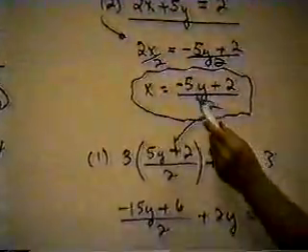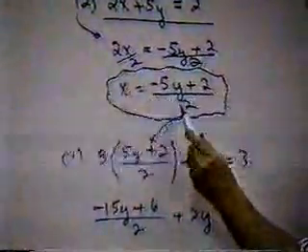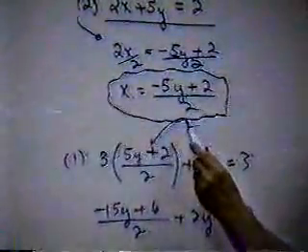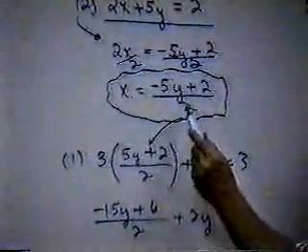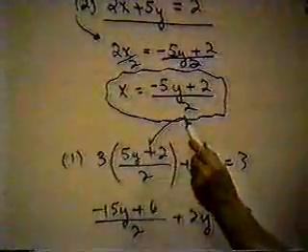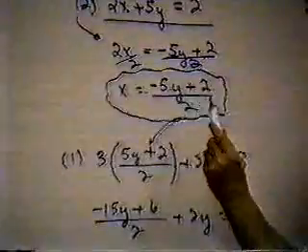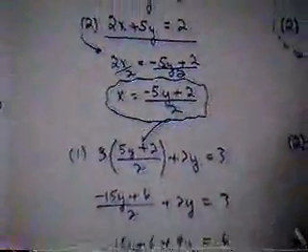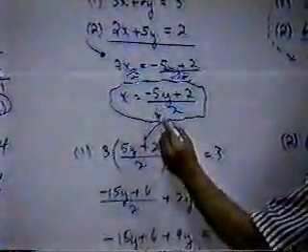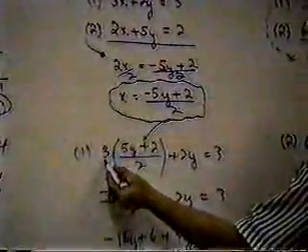Now, if you get this x from equation 2, go back and substitute it in the other equation. If you get the letter from equation 1, go back and substitute it in equation 2. Don't go back and put it in the equation that you got it from. Okay. So we got this from equation 2. We will go substitute it for x in equation 1.